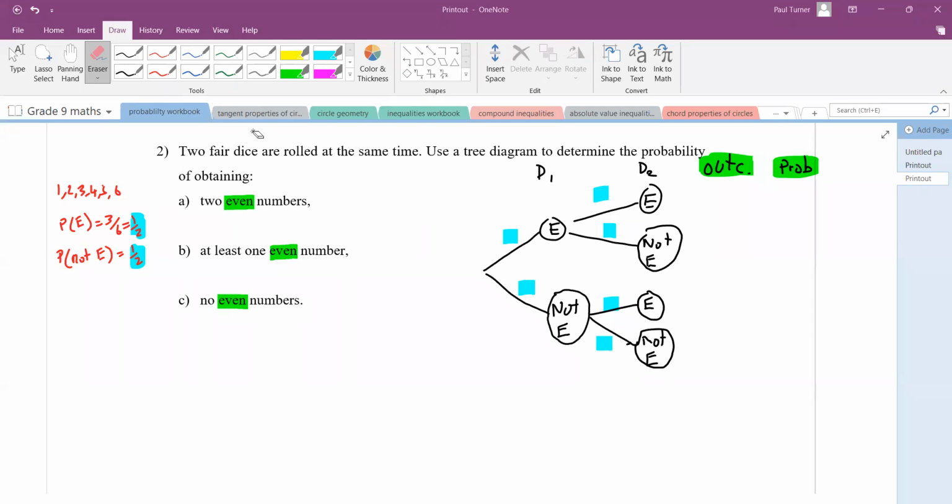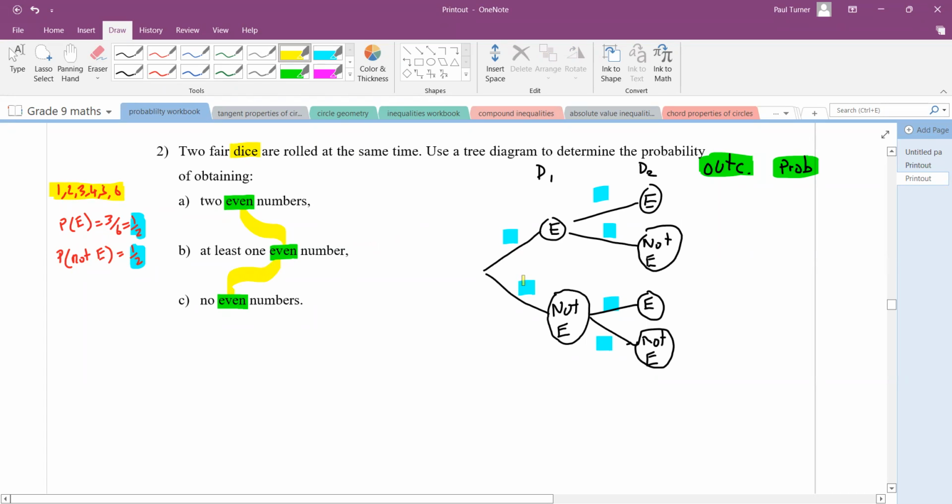So in question 2, we have 2 fair dice that are rolled at the same time. We want to use the tree diagram to determine the probability of obtaining 2 even numbers, at least 1 even number, or no even numbers. So consider the numbers that are on your dice. You have 1 to 6. Okay, and so we are interested mainly in even numbers.